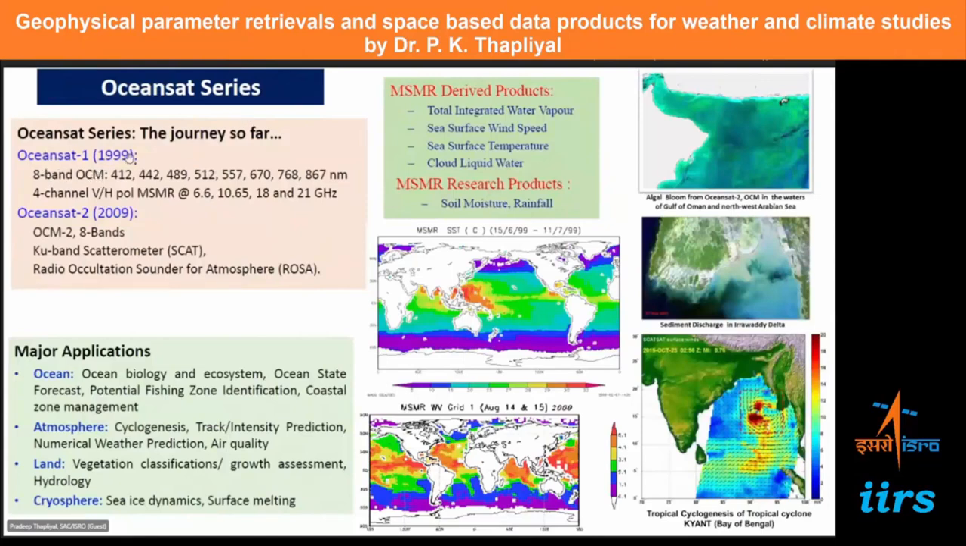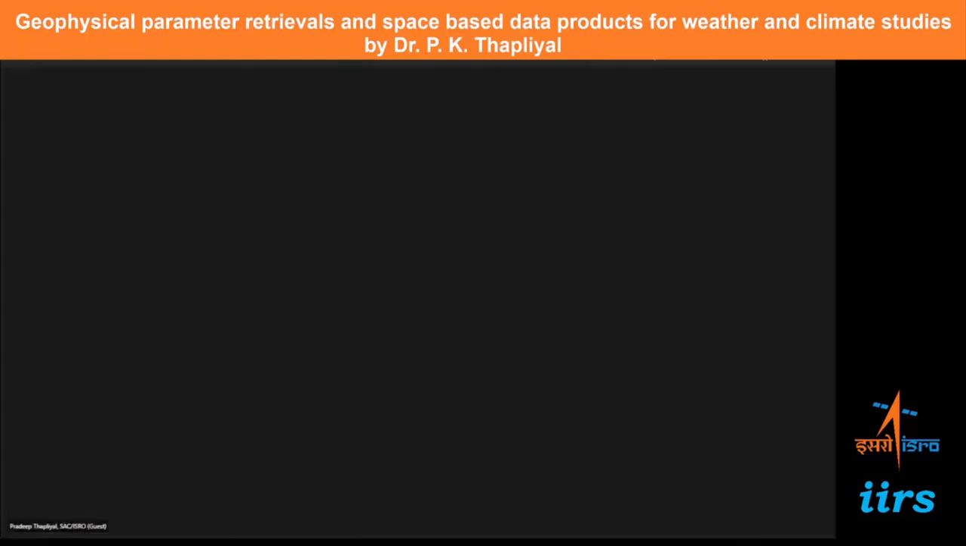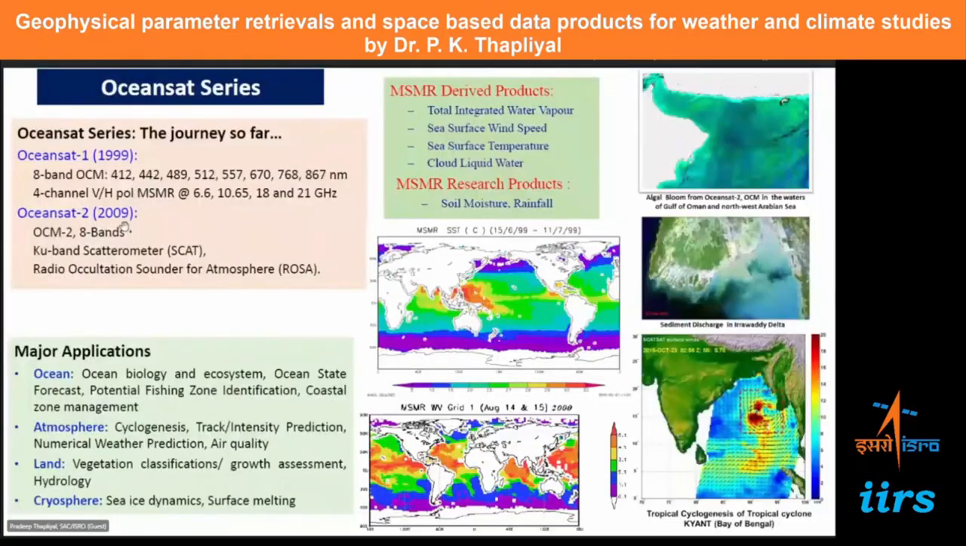OceanSat-1 was launched in '99, which had OCM, that is the ocean color monitor, and one 4-channel multi-frequency scanning microwave radiometer, which I just described. Now you can see here OceanSat-2, which was launched in 2009, that also had OCM-2, then a Ku-band scatterometer. This is our first scatterometer for sea surface wind speed, and then one radio occultation sounder for the atmosphere. Okay.